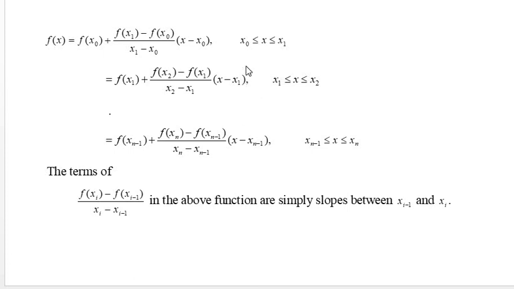These splines are defined in intervals [x0, x1], [x1, x2], etc., [xn minus 1, xn] respectively. And when we calculate [f of xi minus f of xi minus 1] divided by [xi minus xi minus 1], that represents the slope between points xi minus 1 and xi.